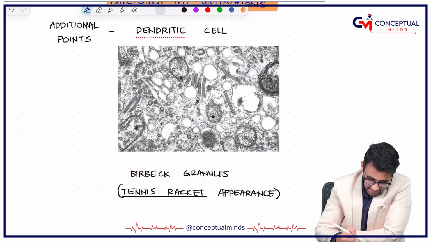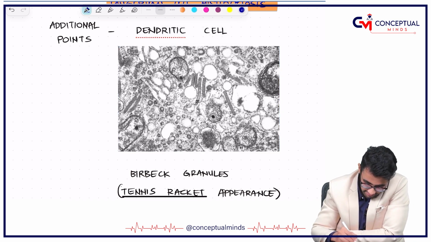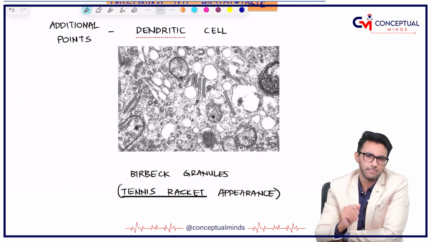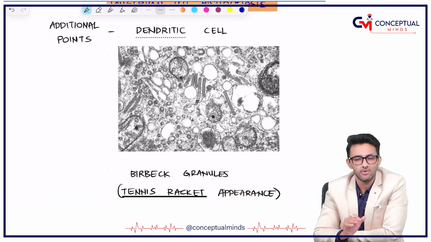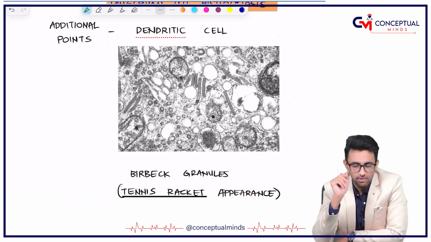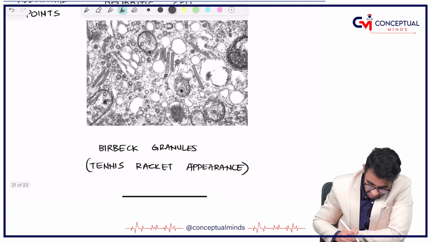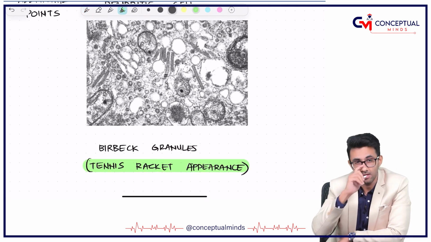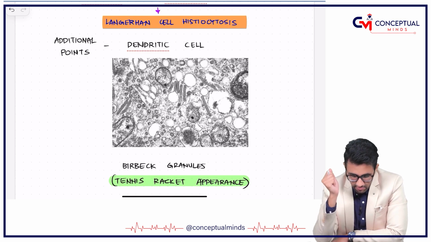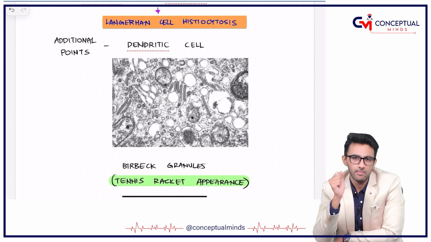So these are the Birbeck granules, and we can describe this as a tennis racket appearance. This is a very classical term, tennis racket appearance, Birbeck granules. Very important. Tennis racket appearance. So that is for the Langerhans cells. It has Birbeck granules and we see a tennis racket appearance.